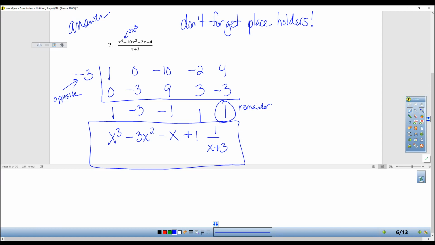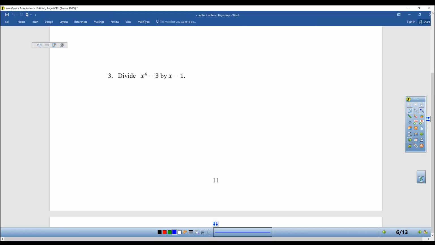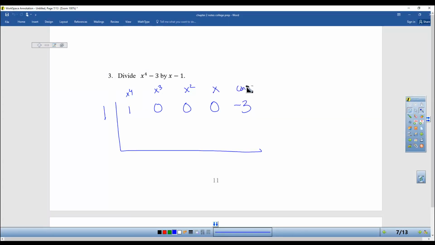Most kids like it. It's kind of fun. One more. See if you can do it on your own. Let's see, we put a positive 1 there. My 4th is going to be a 1, but there's no cubes, no squares, no linears, and then the minus 3. Does that make sense? You have to do 1 for each one. And then the constant is always last.